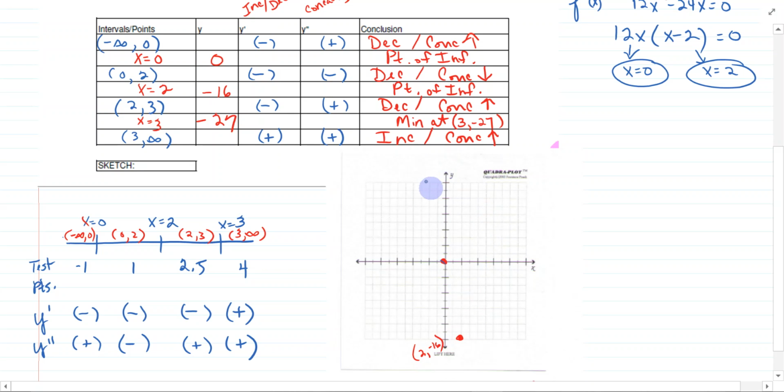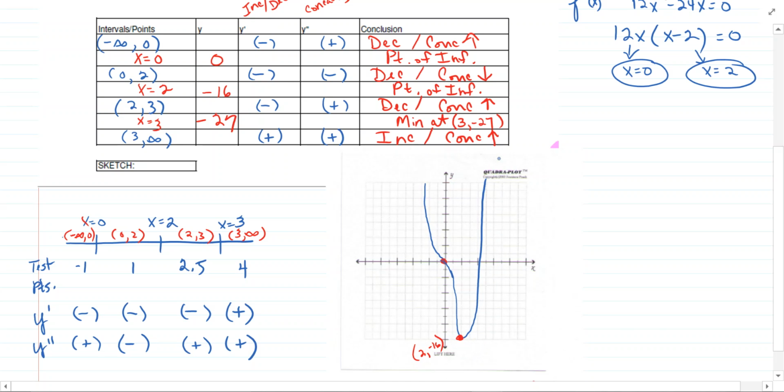So let's see if we can do this. We're decreasing, but we're concave up. And then we're decreasing and we're concave down. And then we hit that min and we go up like that. So that kind of looks like what I think it should be.